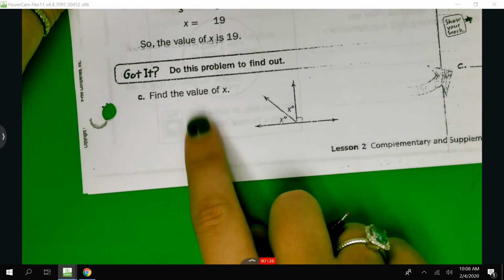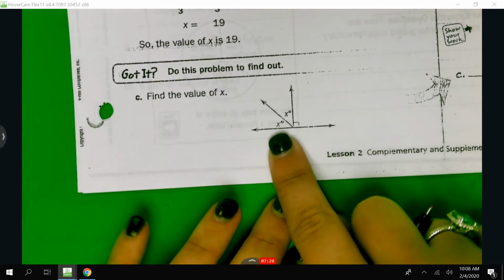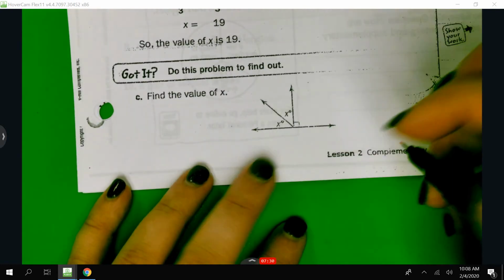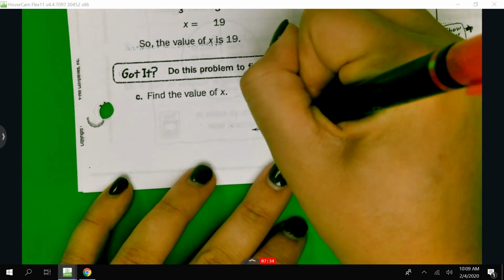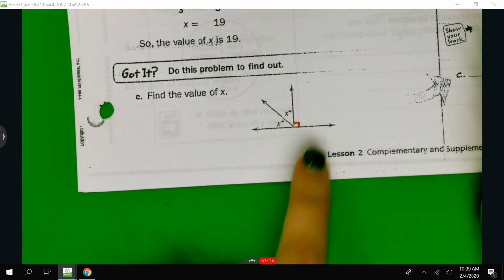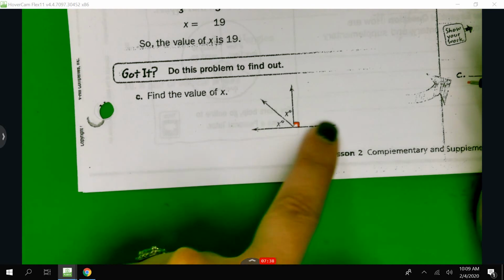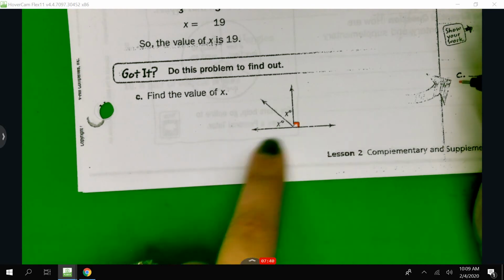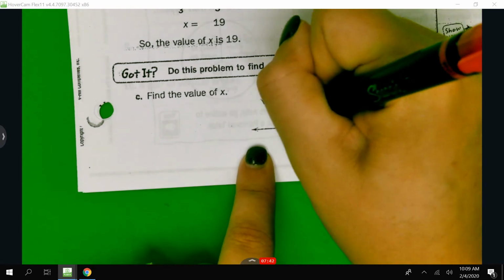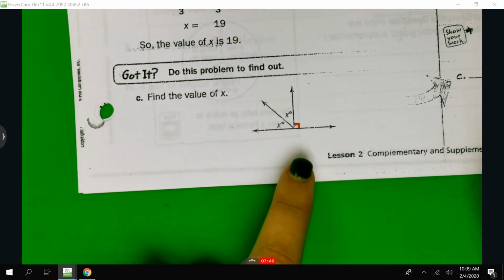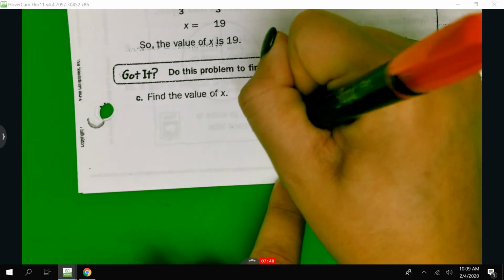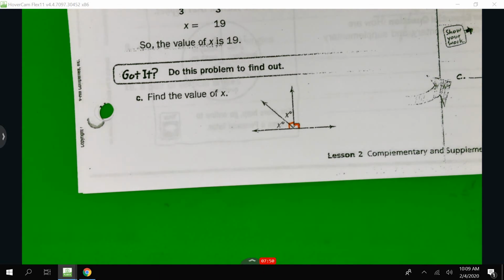Alright, so example C, find the value of x. What do I know about this angle right here? It's 90 degrees. What do I know about all three of those angles? What do they make? 180. So if this is 90, what do you know about these two angles? They're also 90 degrees, right? Because 90 plus 90 equals 180.